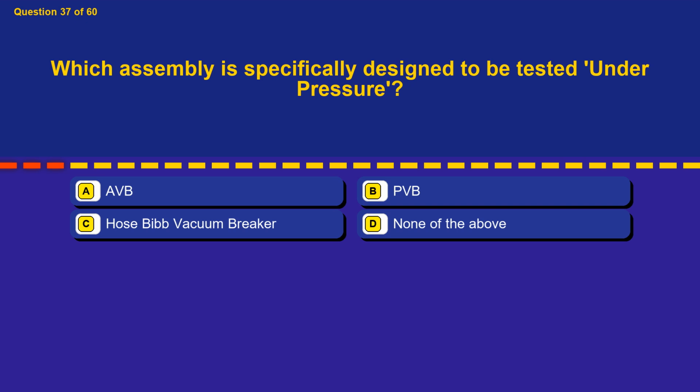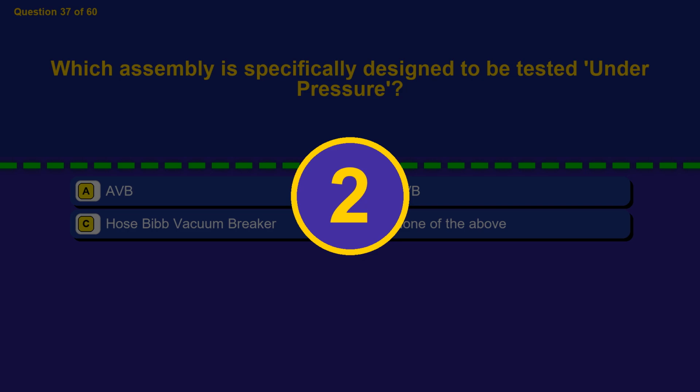Question 37. Which assembly is specifically designed to be tested under pressure? Option A, AVB. Option B, PVB. Option C, hose bib vacuum breaker. Option D, none of the above.